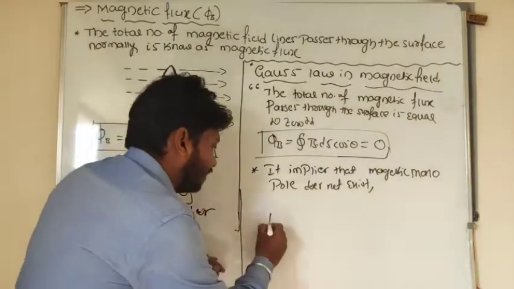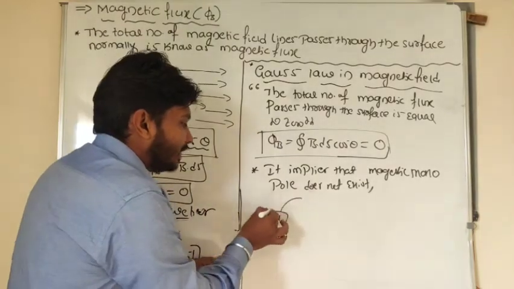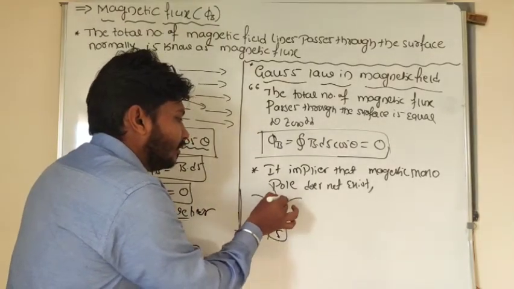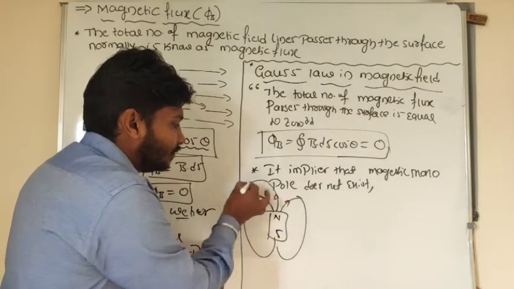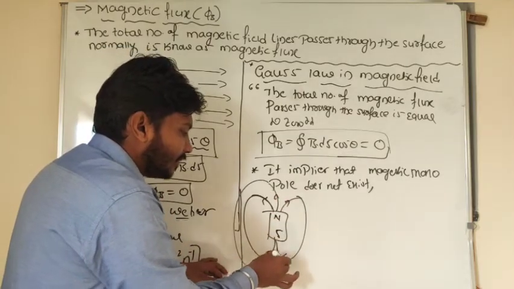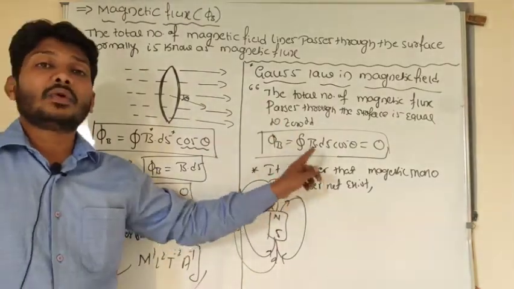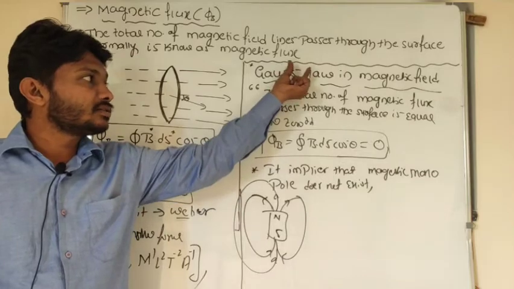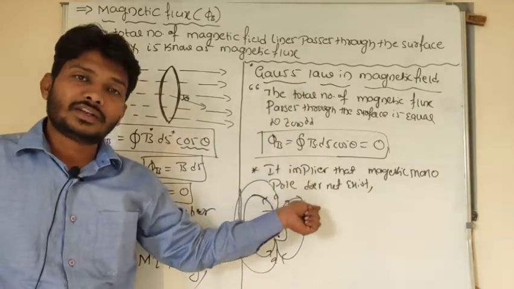If it is a magnet, I can take north and south pole. How many magnetic field lines are leaving out of this surface? The same number of magnetic field lines should enter here. So that's what I can say, that magnetic monopole does not exist. From Gauss law in magnetism, it suggests that magnetic monopole does not exist.